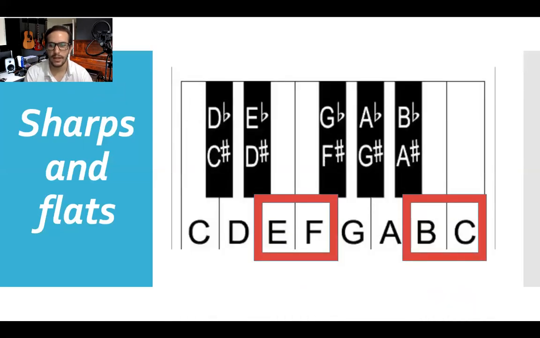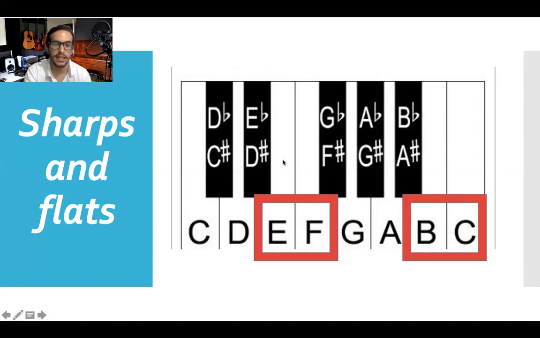So again, the thing I was mentioning before, okay, there is no black key between E and F, and there is no black key between B and C. But you can say that there is an E sharp. Remember, sharp makes the note a half step higher. So if we say E sharp, it's going to be a half step higher. What is a half step higher from E? F, okay? So F can also be called E sharp.